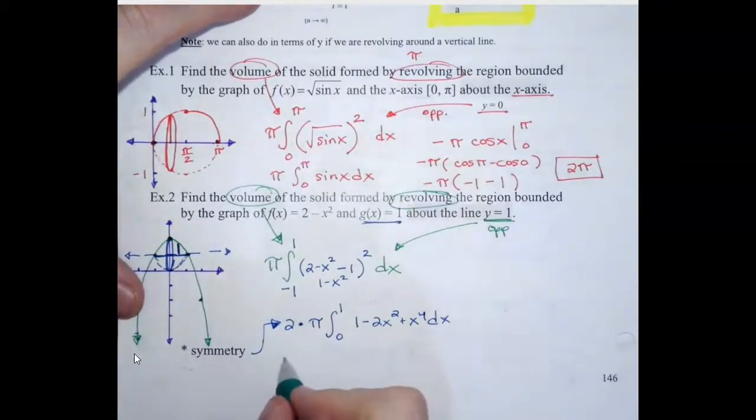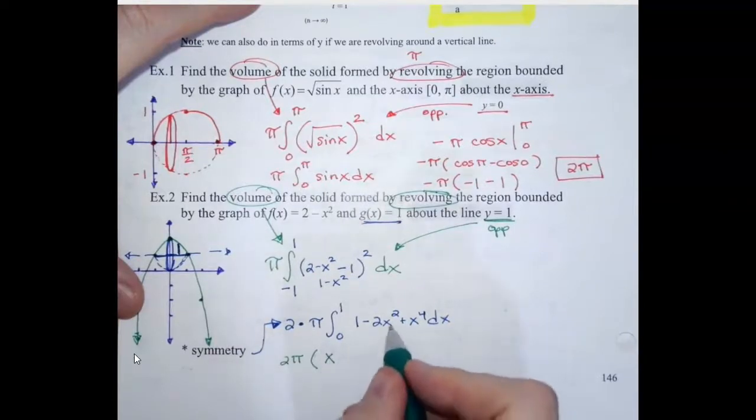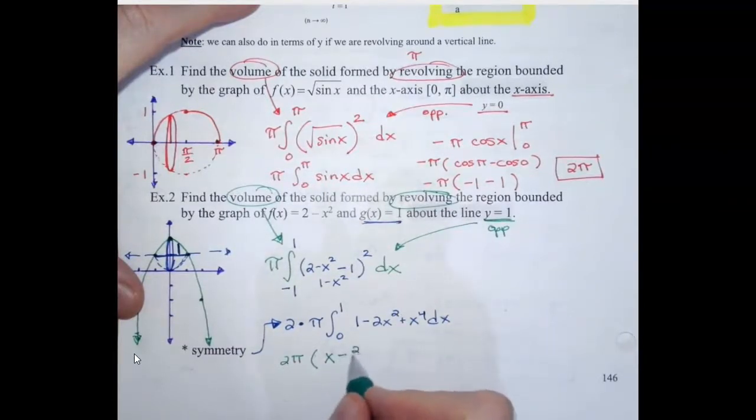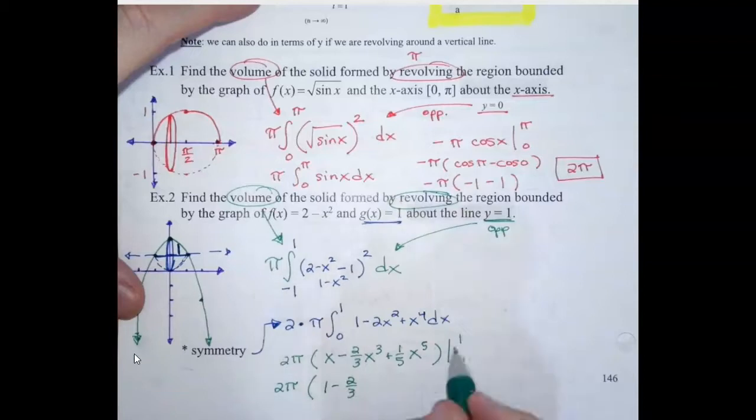So we have the 2 pi out here. And if we integrate that, that's going to be x. Add 1 to the exponent, divide by the new exponent. Add 1 to the exponent, divide by the new exponent. Okay, so if we plug 1 in there, we're going to get 1 minus 2/3 plus 1/5, and we would get 0 over here, because if we plug 0 in for all those, that would be 0.